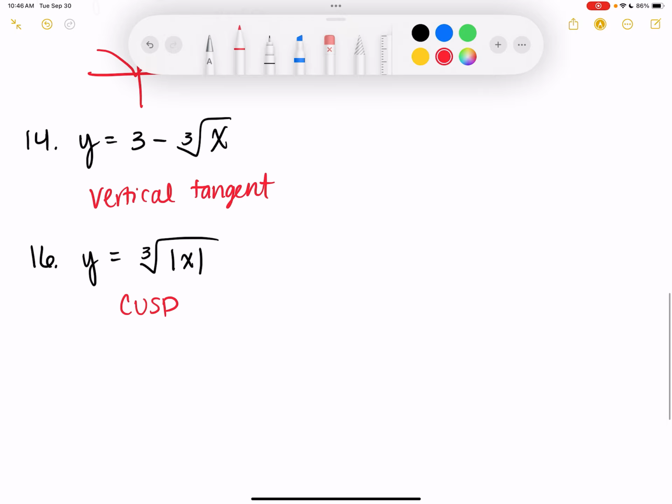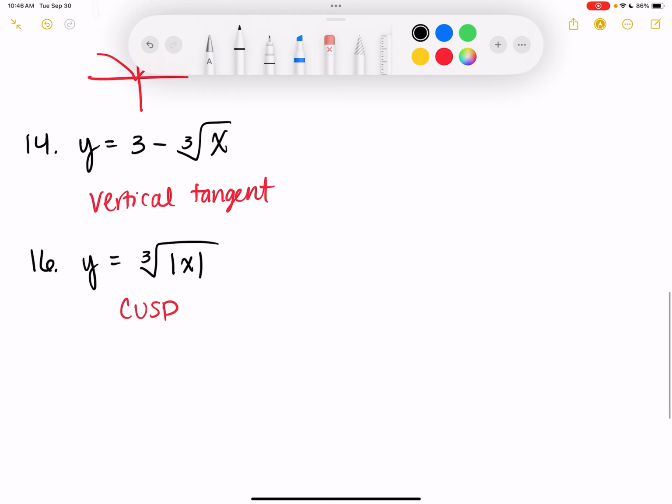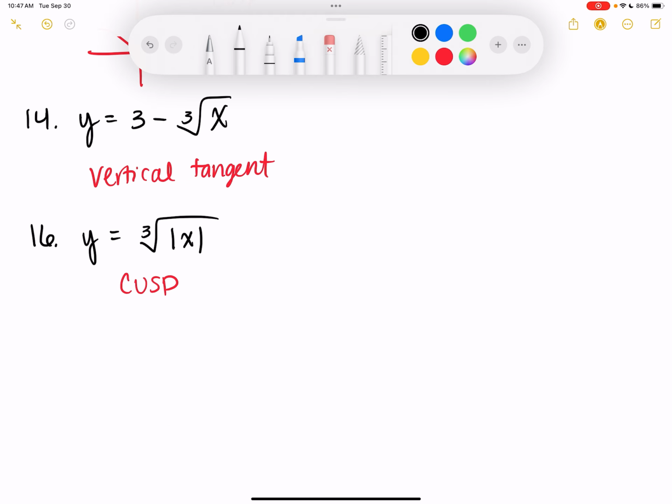Got that. Okay. Oh gosh, I hate these ones.